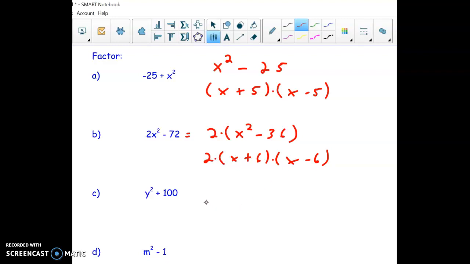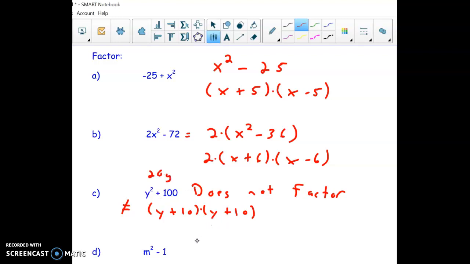C was a trick question. That one actually does not factor. It looks like the square minus square case, but because there's a plus in between, it doesn't work, right? It has to be a minus in between them. So even if you thought this was maybe y plus 10 times y plus 10, that's not going to work. These are not equal, because if you try to FOIL this out, you would get like a 20y in the middle and not a 0y, so that doesn't work.